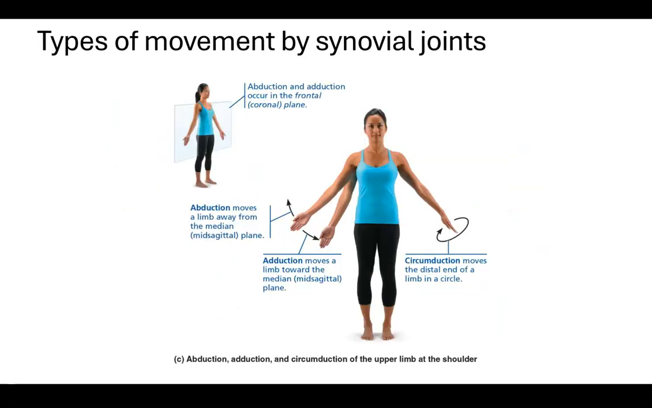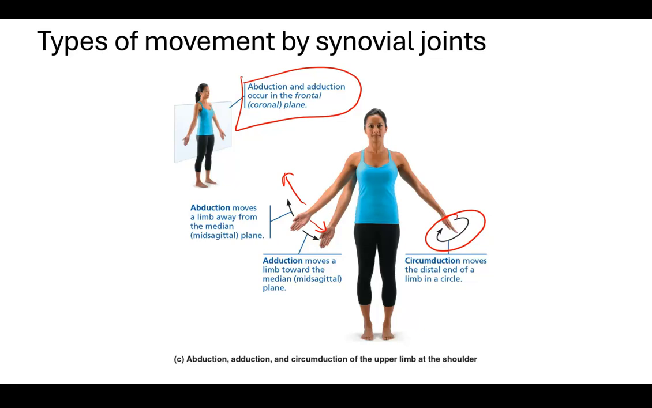Okay, we have a few more types of movements from synovial joints. We have abduction and adduction, and then circumduction. All of these are occurring in the frontal plane. So keeping your shoulder in line with your body, but just moving it away from your body or towards your body. And then circumduction is the one that goes around.